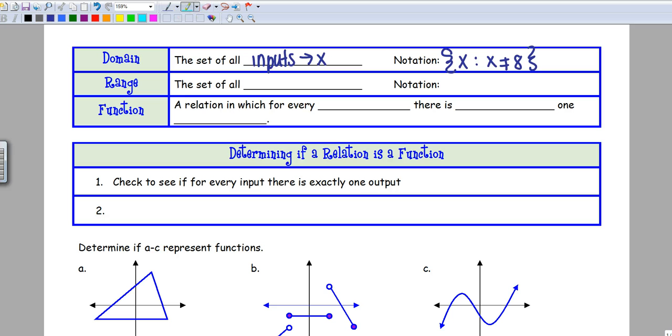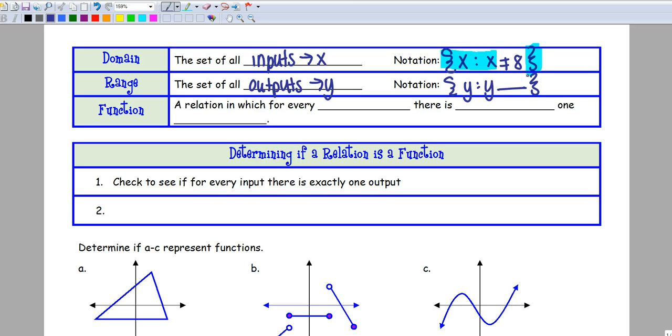Okay, so the consistent part is you always have this, and then there's something after it, and then you've got the brace at the end. The range is the set of all outputs, which are your y values. And this is set up the same way. You have a brace, y such that y, and then there's some information after that, and then we close the brace again. This is something we will work a lot with in class, so don't worry too much about it for right now.